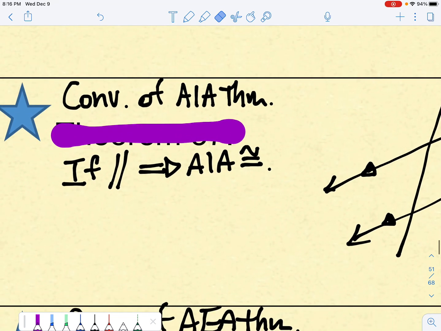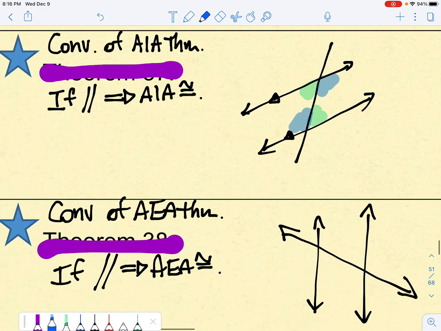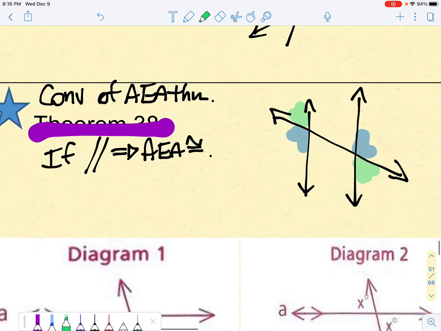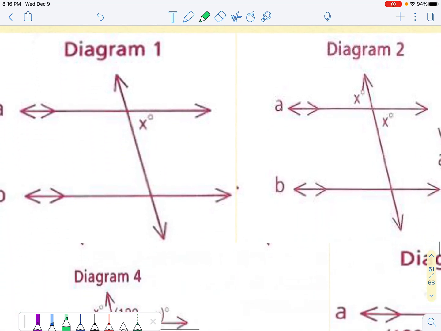All right, our first one, converse of the AIA. If you have parallel lines, then the alternate interior angles are congruent. So there we have our picture of parallel lines, and then we would know that the green ones and the blue ones are congruent to each other, right? By the same token, we have the alternate exteriors. So, for example, that one and that one, right? Likewise, our other pair of exteriors are also congruent. So feel free to quote that. You can quote it either way, converse of AEA or the if parallel, then AEA are congruent.